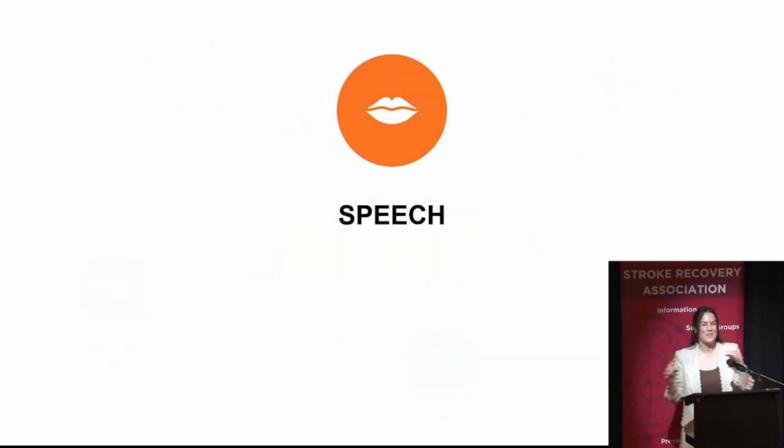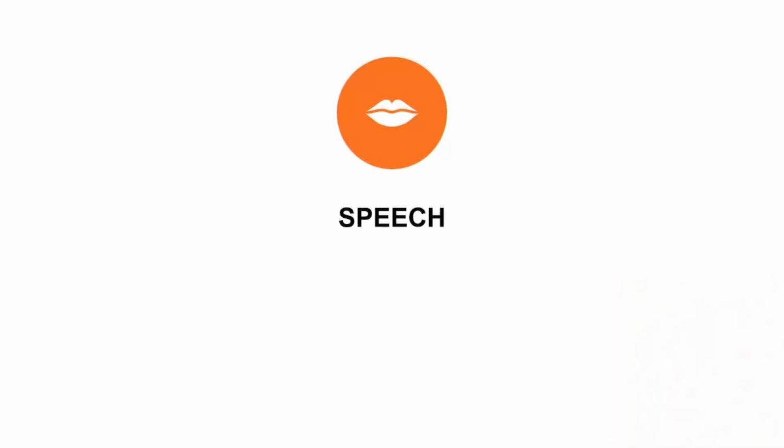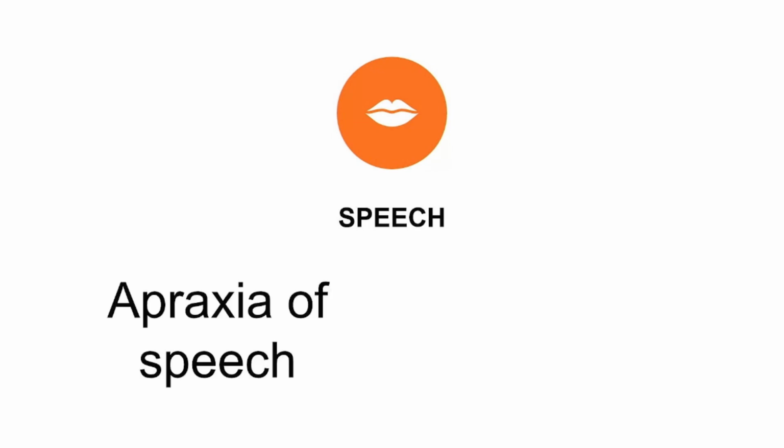Okay. So when we think about speech, speech is essentially how clear speech sounds, how well the sounds are articulated, and how easy they are to understand. And within speech, after stroke, we get two different motor speech disorders. One is called apraxia of speech, and the other is called dysarthria. So we'll start by talking about apraxia of speech.